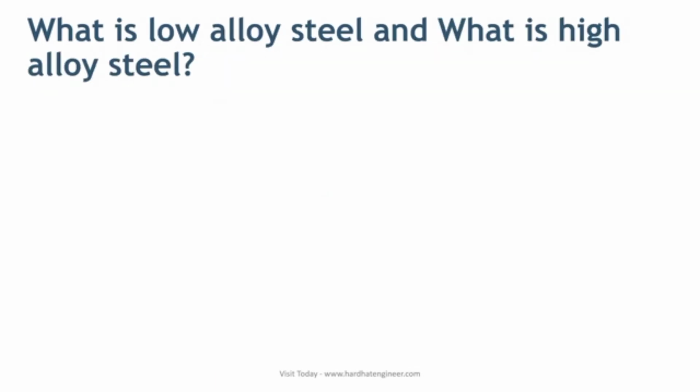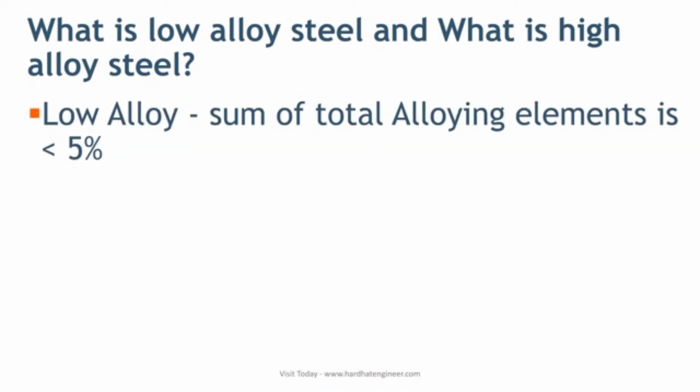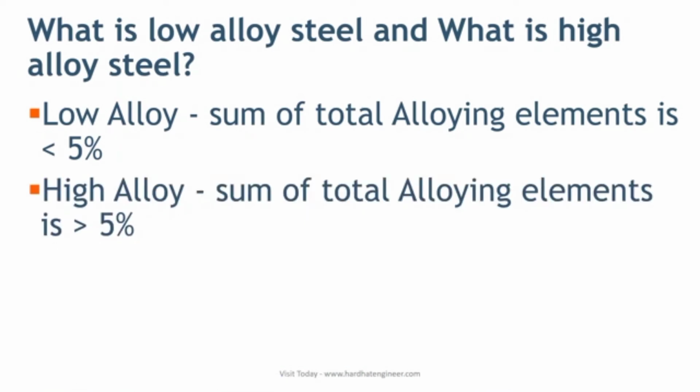Last question of this video is, what is low alloy steel and what is high alloy steel? The sum of the percentage of alloying elements in a steel will decide whether the steel is called low alloy or high alloy steel. Steel is called low alloy steel if the sum of total alloying elements is less than 5%, and if the sum of the total alloying elements is more than 5%, it is called high alloy steel.